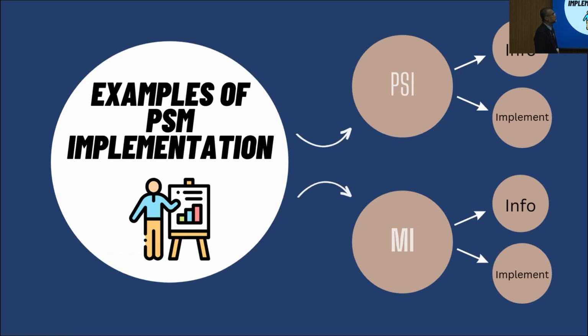So, I'm going to take examples of PSM implementation. I've taken 2 pillars, but I don't think I have enough time. I've got 1 pillar here, PSI, process safety information. We'll see how this one works and then understand a bit more of how we implement this in industry.